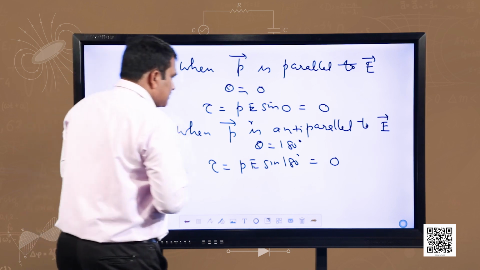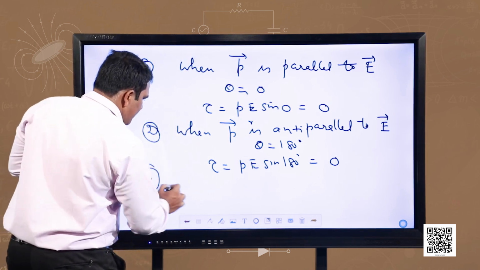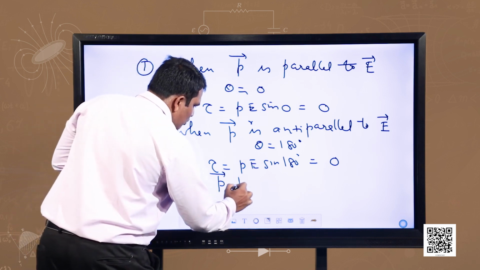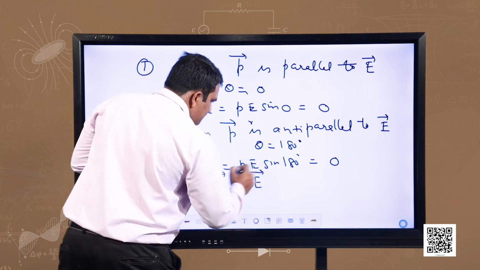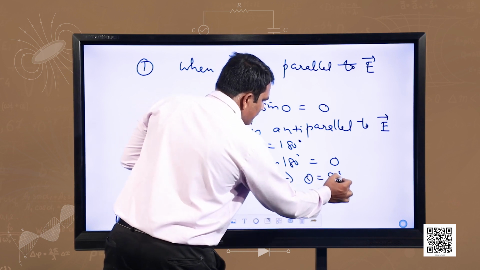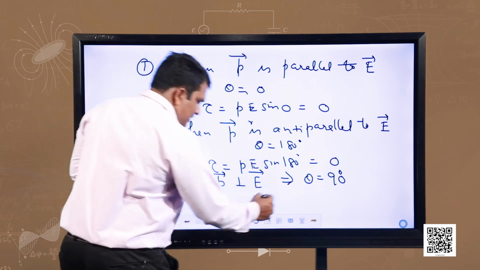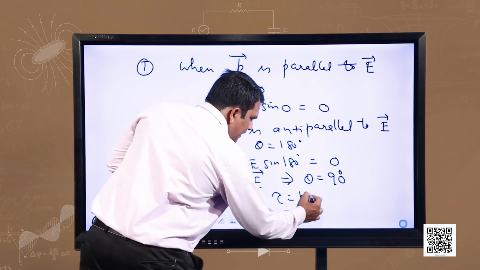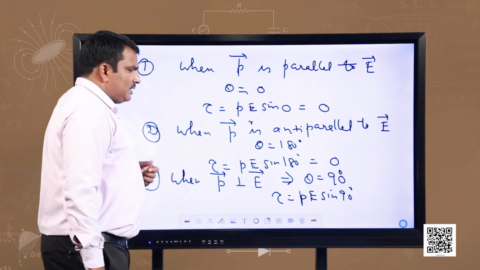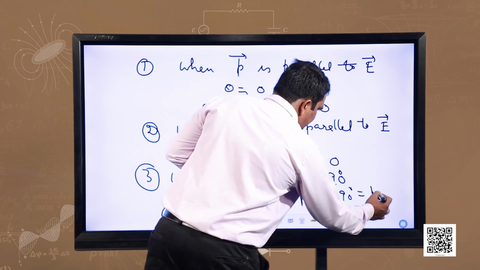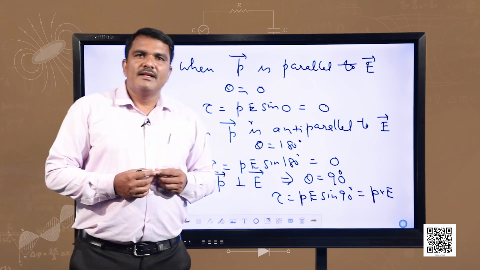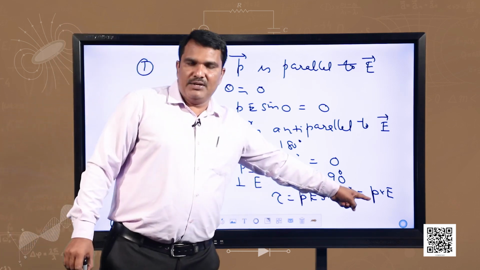Now, let us see the third condition, when dipole is placed perpendicular to electric field. P is perpendicular to E, that means theta is 90 degree. So, what will be the torque in this case? Torque will be P E sin 90, and sin 90 degree is 1. So, we get P into E, which is the maximum value.